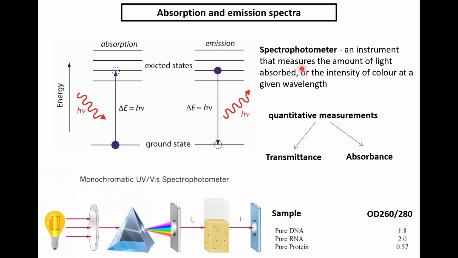The instrument actually calculates how much light is transmitted after it interacts with your particular matter, and then it converts that transmittance to the absorbance, because both of them are connected, as we will see in the Beer-Lambert law. Now, what is the basic setup of a UV spectrophotometer?